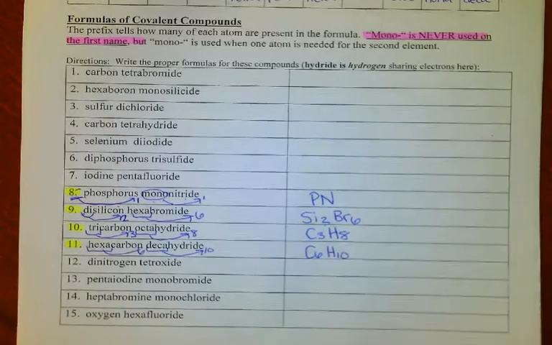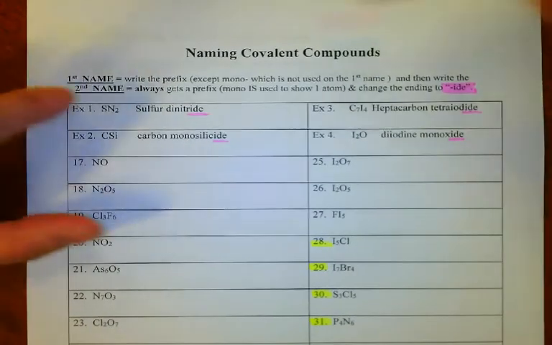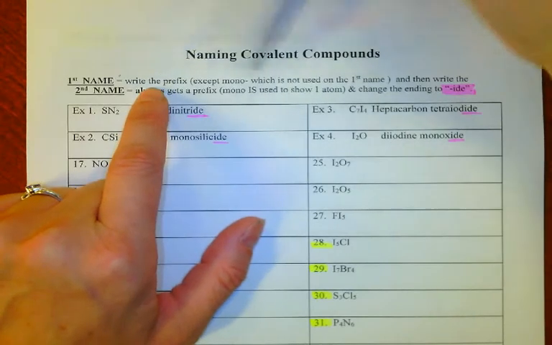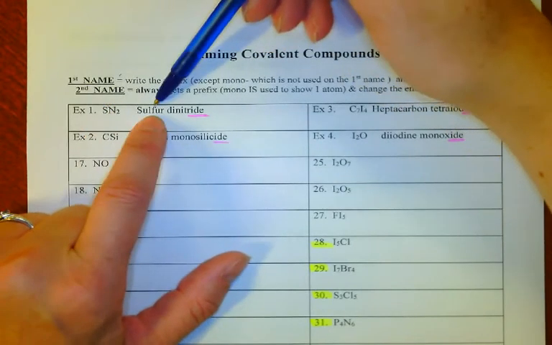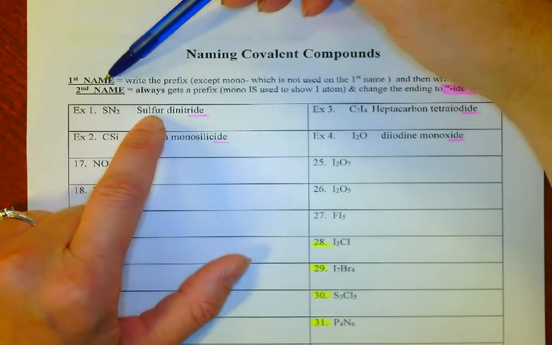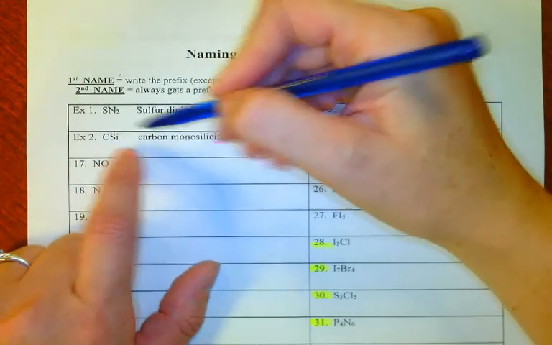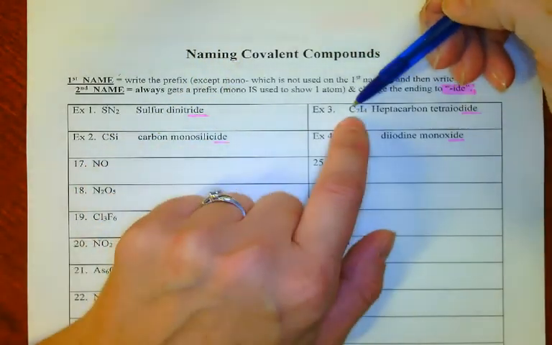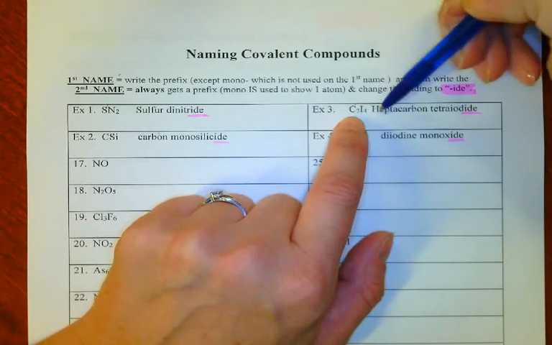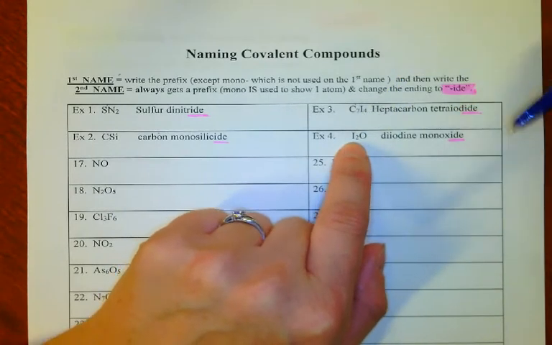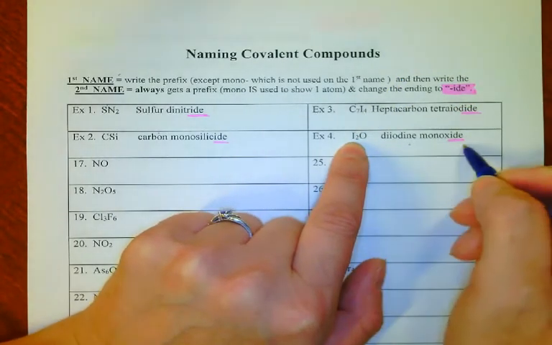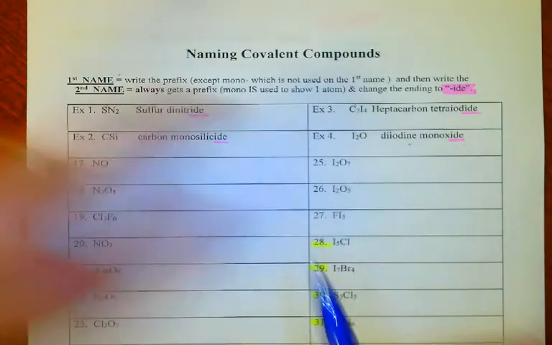I think you should probably be able to finish these ones up. On page 4, now we're naming, okay? So we're doing the opposite of what we were just doing on the last page. So what we do is we write the first name with the prefix, but no ide. So in this case, there's 1 sulfur, so I just call it sulfur. The first element never gets mono. Okay, for this one, there's 1 carbon, so I just call it carbon. Example 3, there are 7 carbons, so I would use the prefix heptacarbon. Okay, 2 iodines, diiodine. Again, I didn't change that to ide. I only changed the second element to ide.